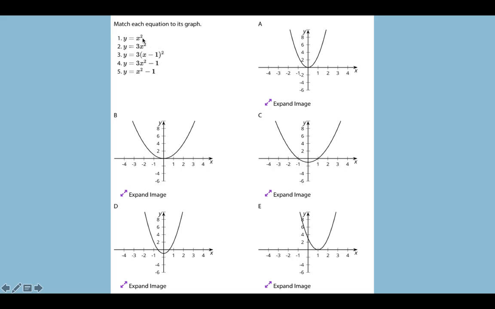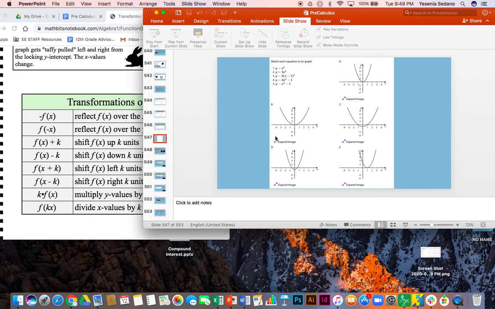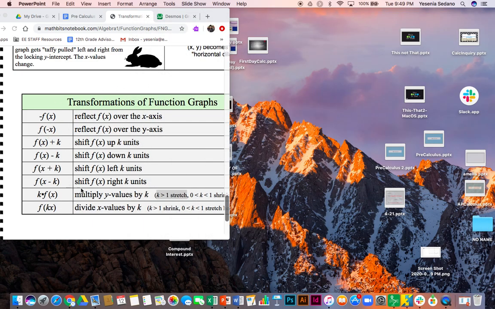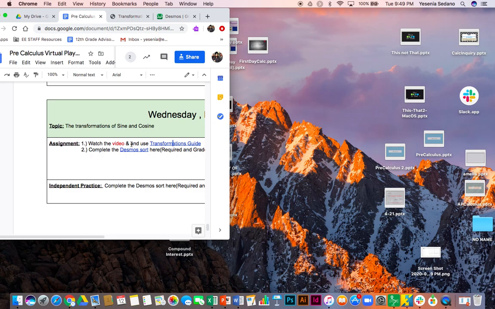So number 1 was B, number 2 was A, number 3 was E, number 4 was D, and number 5 was C. So that's how we matched it up, and remember I used that toolkit. Now, your job is going to be, let me go ahead and minimize this, to use these transformations of functions and apply them to cosine functions. This right here was the video, and you're using the transformation guides.